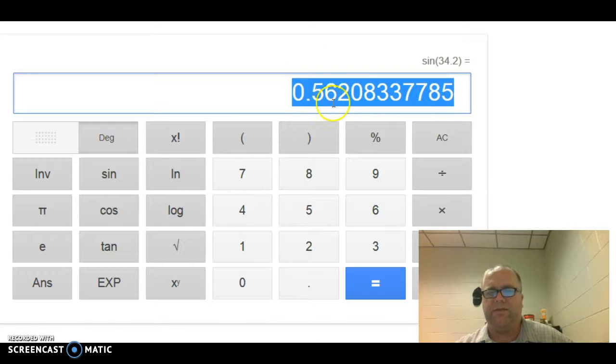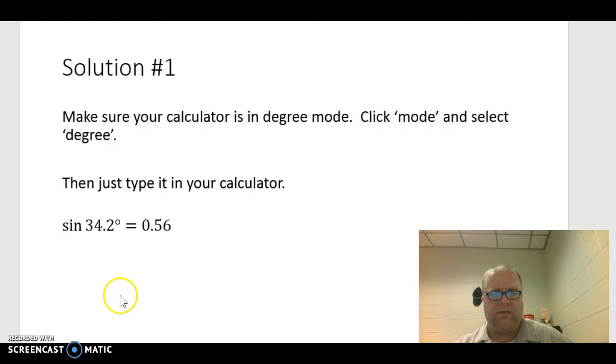So I'm going to round this to the second decimal place. It just depends on how they ask you, but this time I'll just do it to the second decimal place. We're going to get 0.56, and that's it. So I just go over here and I write 0.56. So if they ask you the sine, cosine, or tangent of some angle, just type in the angle, make sure you're in the correct mode, hit enter, and you should get the ratio.